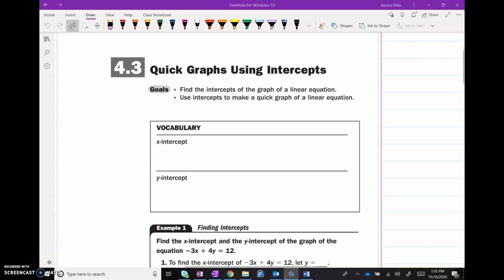This is Algebra 1, Chapter 4, Section 3, Quick Graphs Using Intercepts. Today, we are going to find the intercepts of a graph of a linear equation, and then we are going to use those intercepts to make a quick graph of the linear equation. The vocabulary for today is x-intercept and y-intercept.